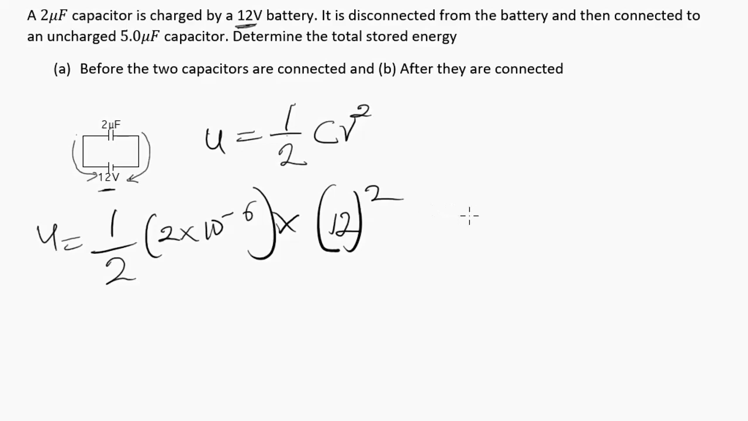So if we go ahead and calculate this, we will have 1.44 times 10 to the power of minus 4 joules. So this is the energy before the capacitors were connected. Alright, so we'll go ahead and wipe this and then solve for B.